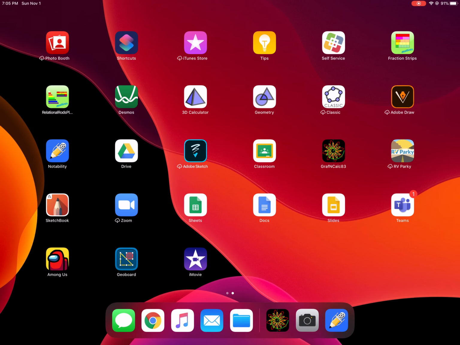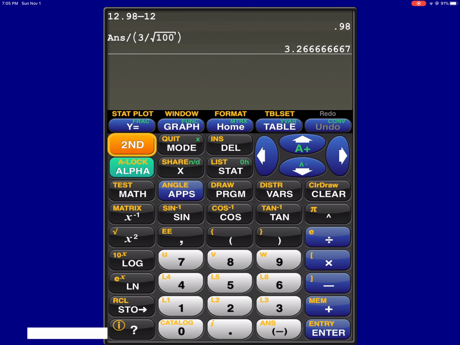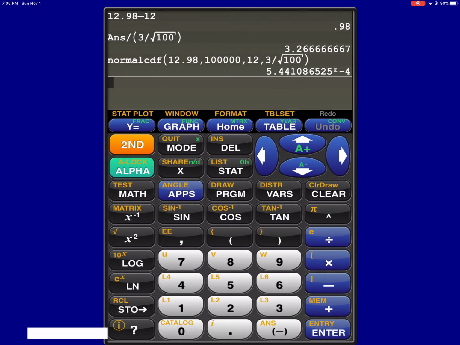So now let's plug this in to the calculator. So normal CDF, 12.98, comma 100,000, comma 12, comma 3 divided by square root of 100. So don't forget the square root of 100 part, because if you don't, this will actually look perfectly normal, which it isn't. And then hit enter. Now be careful here, because I know some people on the quiz or on the exam messed up some stuff with these kinds of numbers. So remember, this is scientific notation is what this means.